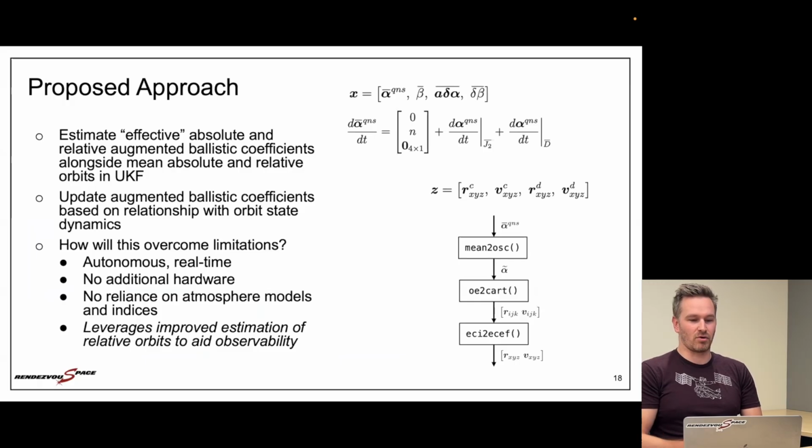So to solve this problem, we're going to take the approach of estimation. And to overcome this low observability, we are going to base our estimation on relative spacecraft states, which can be estimated much more accurately than absolute spacecraft states, or orbits rather, to hopefully overcome this observability challenge.